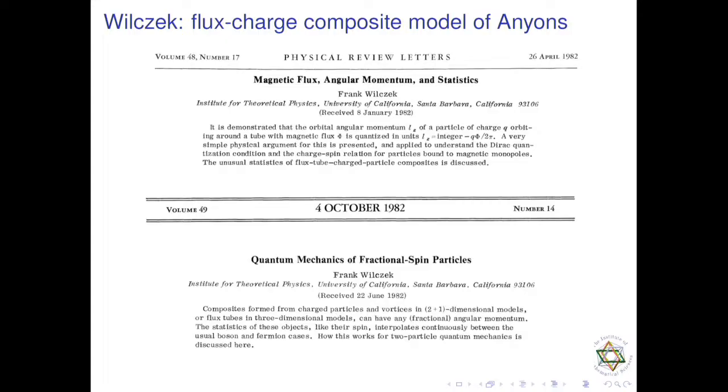Then someone must have pointed him towards this Leinaas and Myrheim, my guess, because immediately after that he writes the same. He realizes that what he has is a mathematical model of anyons as a flux-charge composite. So that is this.